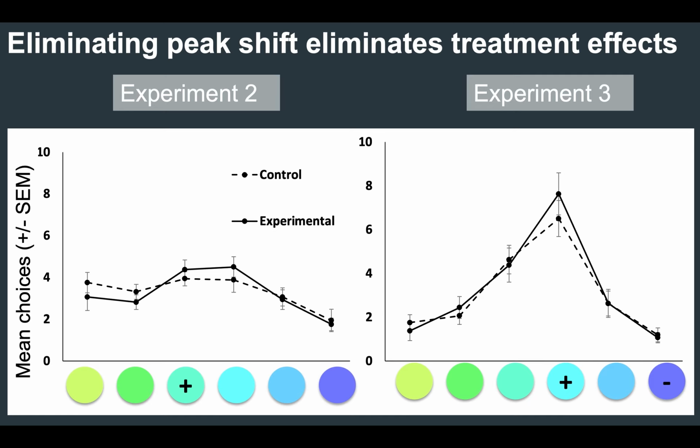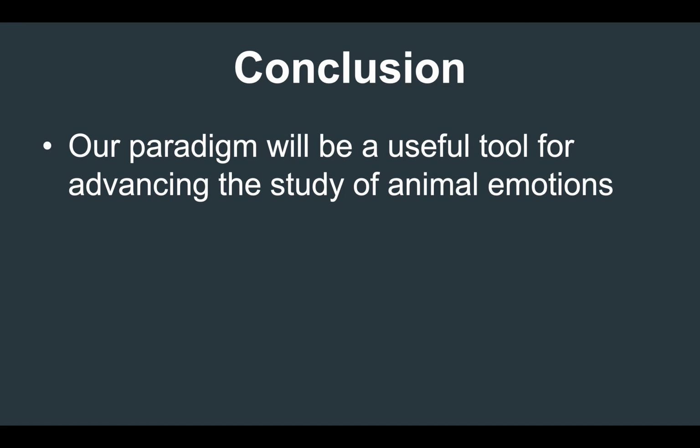So what can we come up with in conclusion here? Well, we think we've developed a really useful tool for pushing the study of animal emotions away from just comparing performance on the judgment bias task to really looking at the mechanisms that underlie performance on the judgment bias task and give us more insight into the comparative study of animal emotions.